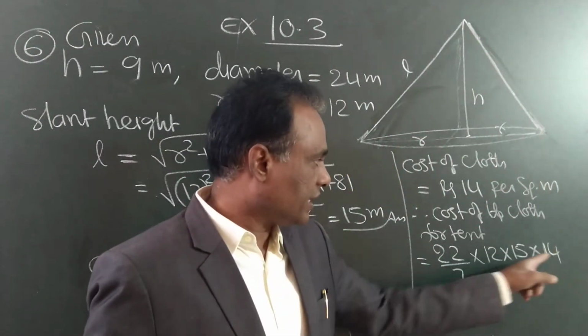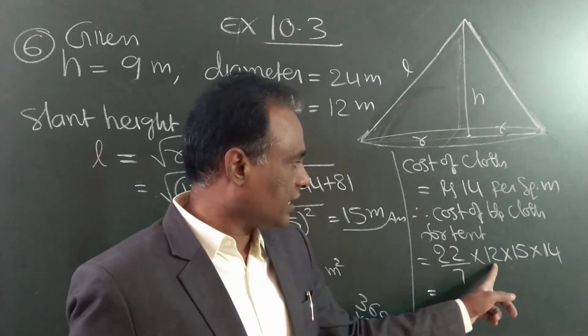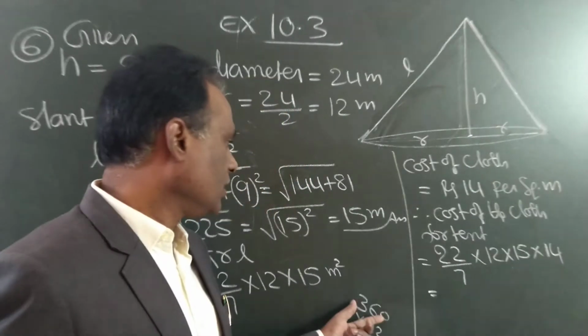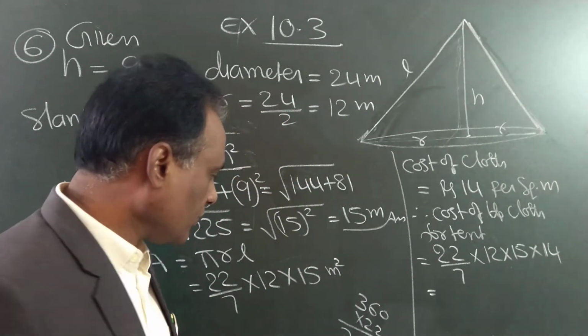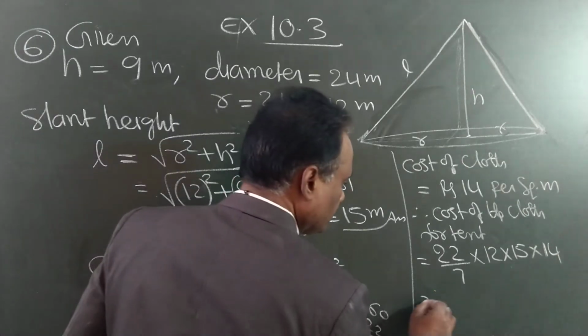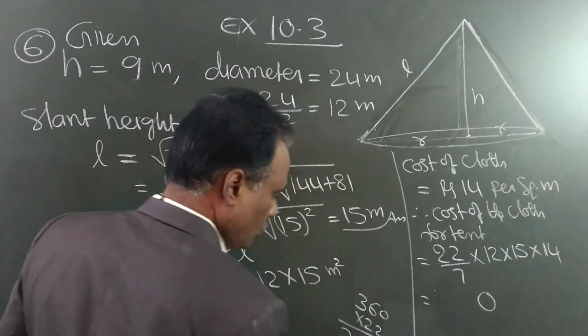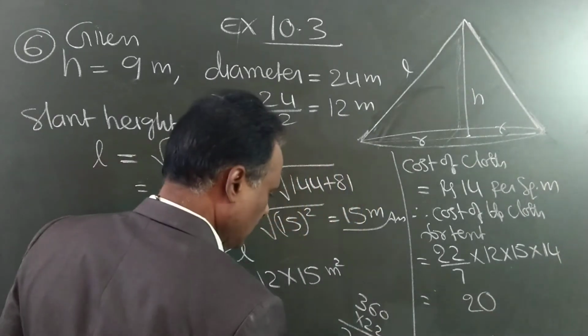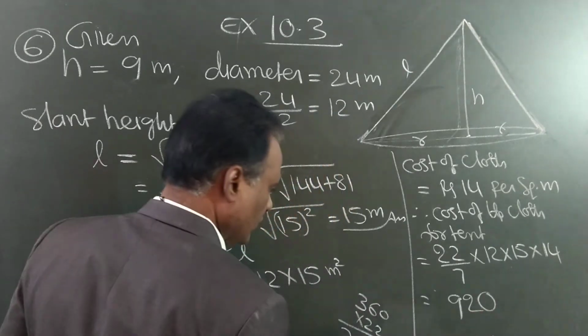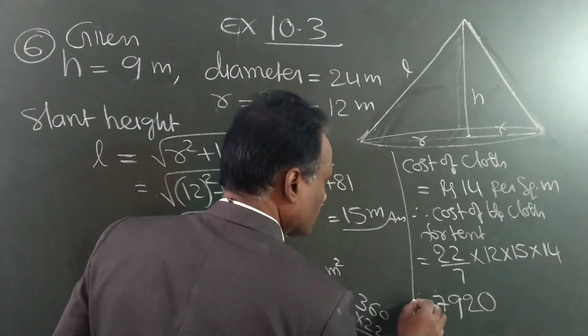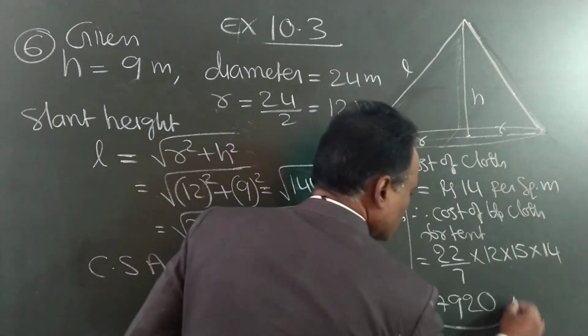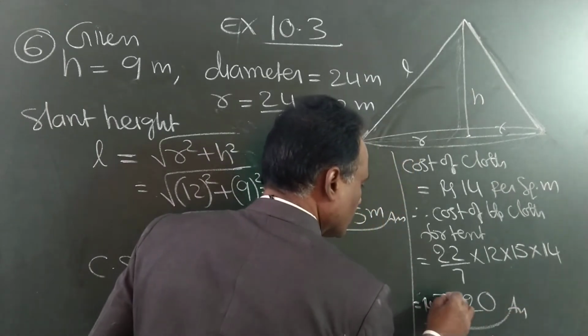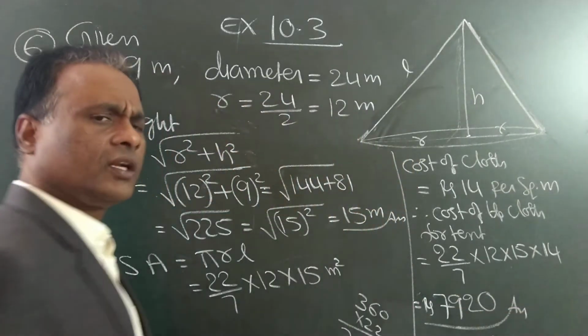7 2s are 14, 2 15s are 30, 30 into 12 is 360, 360 into 22 is 7,920. Seven nine two zero.